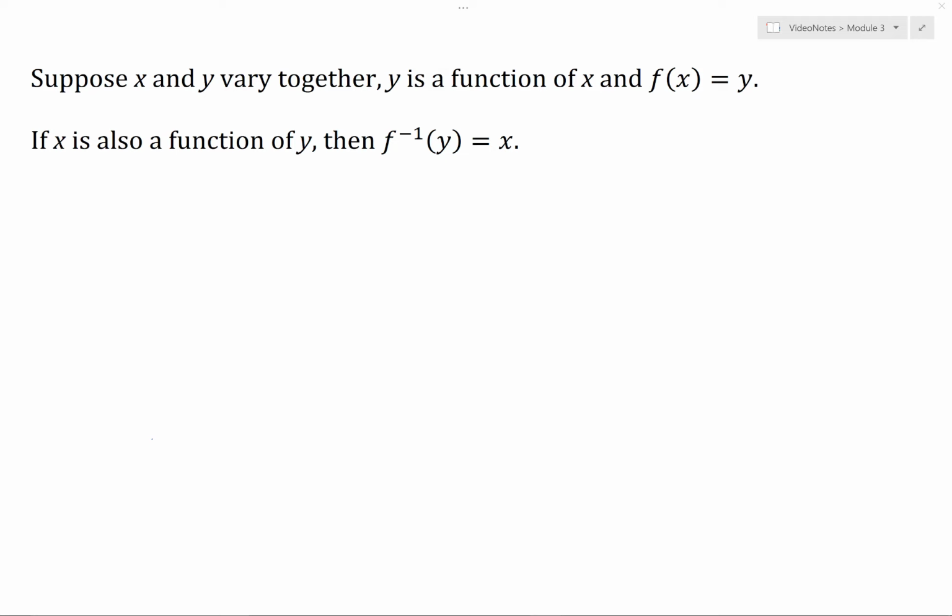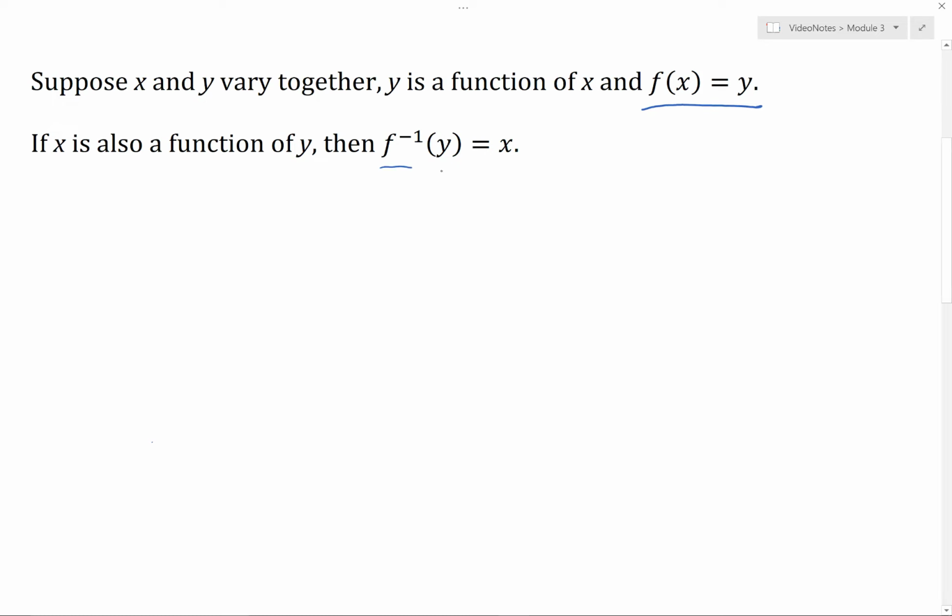If a function has an inverse function, the inverse function undoes or reverses the process of the original function. Let's first look at some diagrams that represent this idea, and then we will get some practice writing formulas for function inverses. Suppose x and y vary together, such that y is a function of x. We'll say that the name of this function is f, so that f of x is equal to y. If x is also a function of y, then f has a function inverse, and so we can write f inverse of y is equal to x.